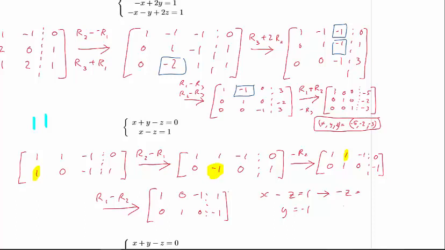-z equals 1 minus x. Multiply both sides by negative. z equals x minus 1. And we report our answer like so: x is x, and then z is x minus 1.